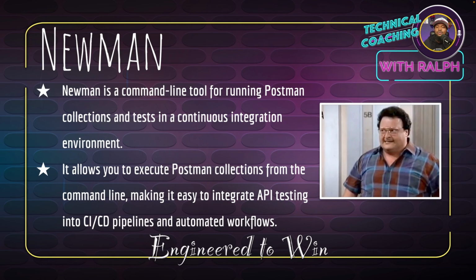Newman is a command line tool for running Postman collections and tests in continuous integration environments. It allows you to execute Postman collections from the command line, making it easy to integrate API testing into CI/CD pipelines and automated workflows. So pretty much, Newman allows you to automate the tests that you write in Postman. So you can run the test manually in Postman, but then if you want to have it run on a schedule or through a continuous integration, continuous deployment environment, then you'd want to use Newman to kick it off. And there you go.